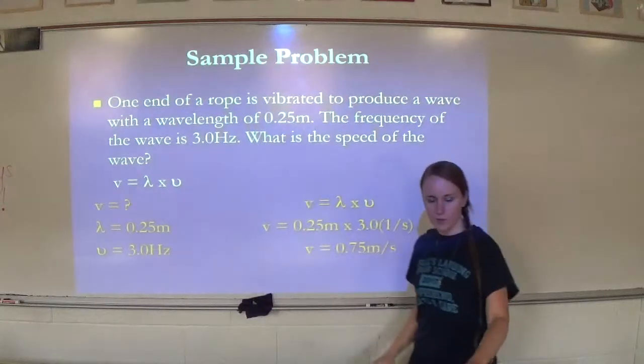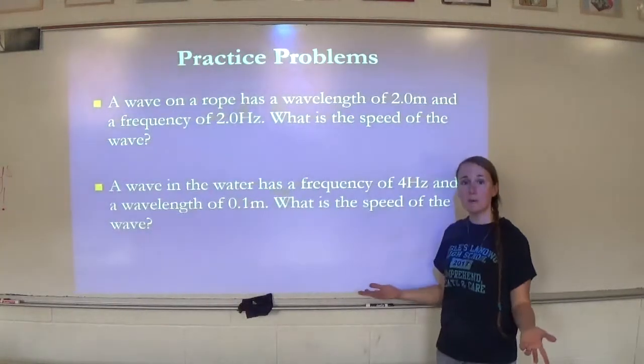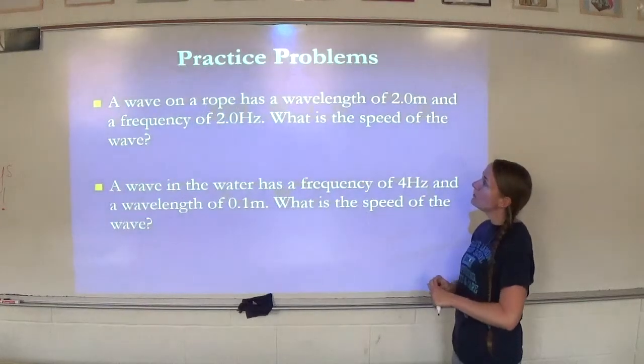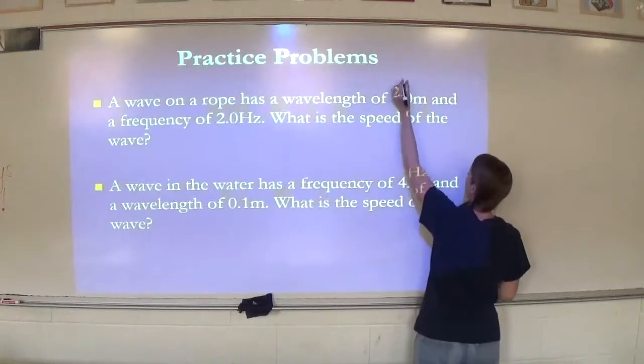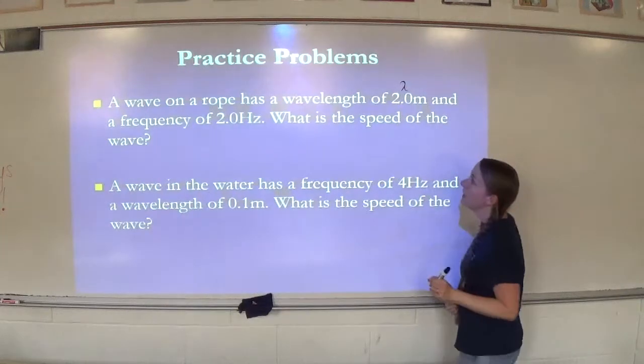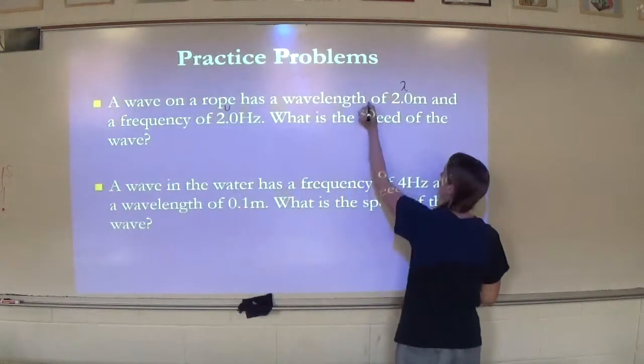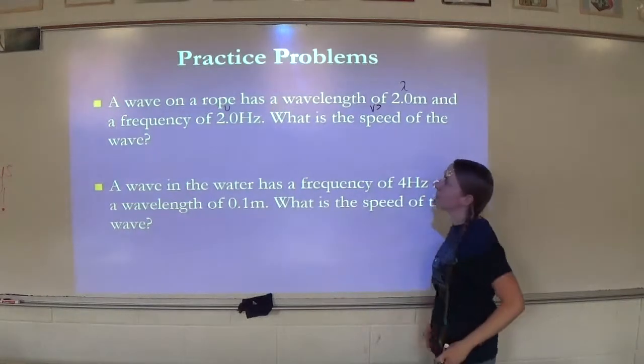So let's look at a couple more. As always, maybe pause the video, try these on your own, and then we'll look at them together. It says a wave on a rope has a wavelength of 2 meters. So there's my wavelength. And a frequency of 2 hertz. There's my frequency. What is the speed?